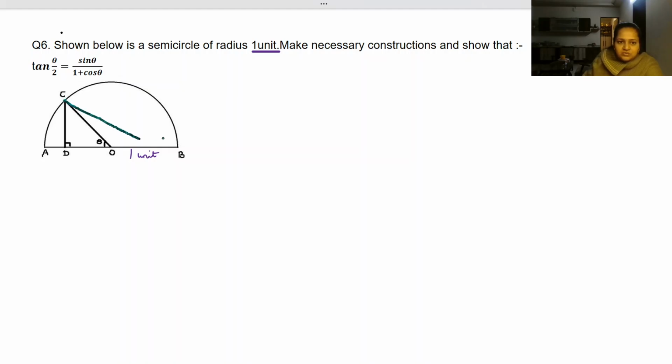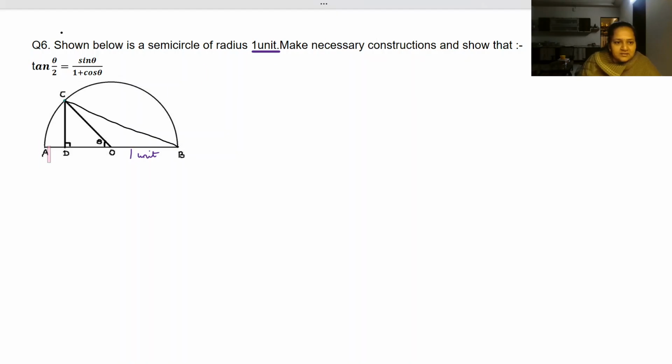We are joining B to C. Assume this to be a straight line, children. Let me try it once again. We are joining B to C. Better. Okay. Now, what do we know?